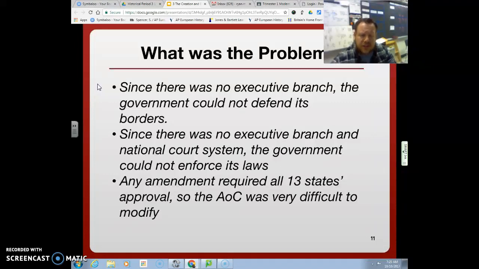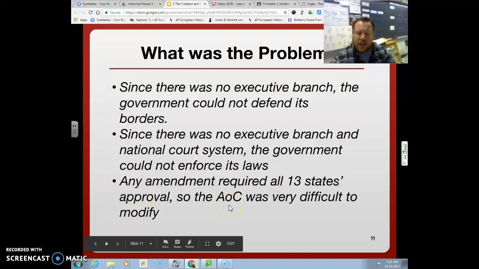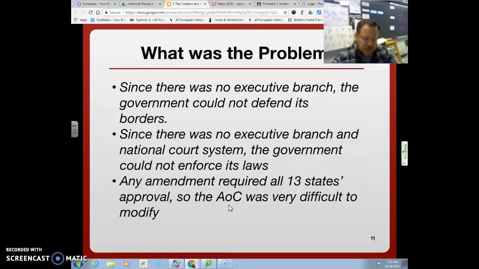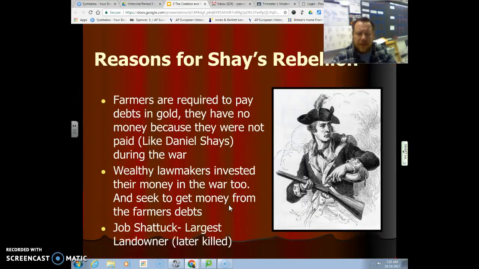There's no national court system. So even if the Confederate legislature passed a law, there's nobody saying that it would enforce it. And to top it off, if they wanted to amend the Articles of Confederation, okay, they want to change it, you'd have all 13 states agree with it. And when they tried amending it, it just wasn't working. And so the AOC was extremely, extremely hard to modify, and they couldn't fix the loopholes within this document.